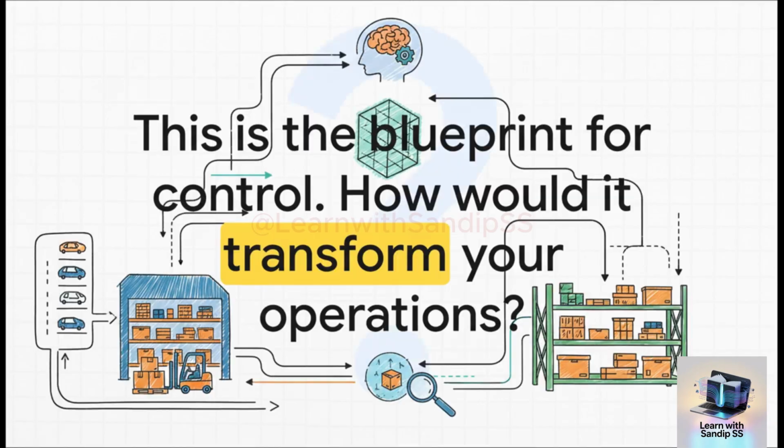So we've just walked through the blueprint for total warehouse control, from the truck in the parking lot all the way down to the single box on a shelf. Every single thing has a place and a purpose in this digital twin. The real question I want to leave you with is this: what could that level of visibility and control do for your operations?